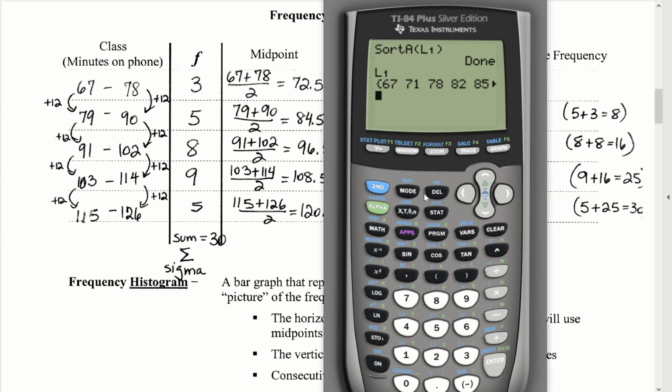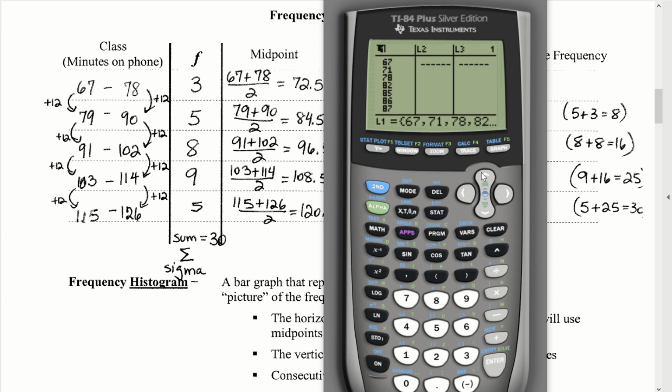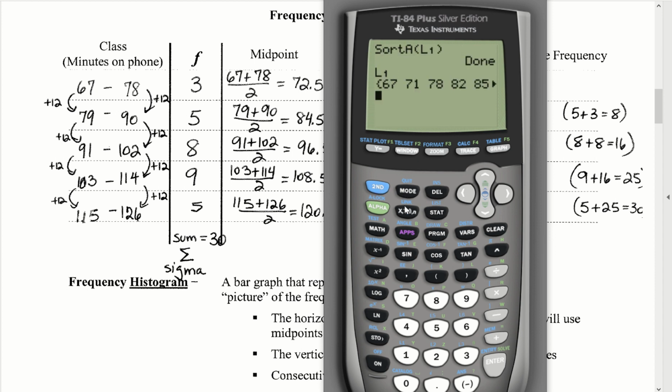If I look at the data set, so I'm going to go stat, edit. We see that the smallest class value is 67. That's the minimum. The largest value is 125. So if I do max minus min, 125 minus 67, I hit enter. That's the difference between high and low. We sometimes call that the range. And I'm going to divide that by the number of classes. They tell us for this problem we're going to be using 5 classes. So divided by 5, I hit enter, and we get a value like 11.6.